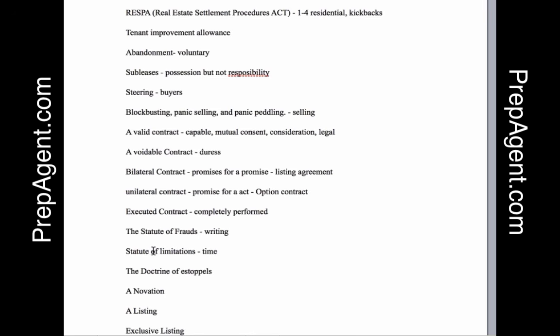Can you give an example of a real estate contract that doesn't need to be in writing? An estate for years? A lease under 1 year would be an example. A lease under 1 year. Yeah. Okay.